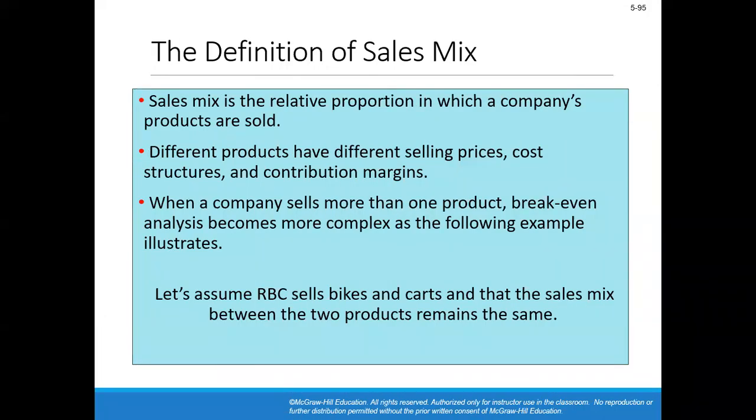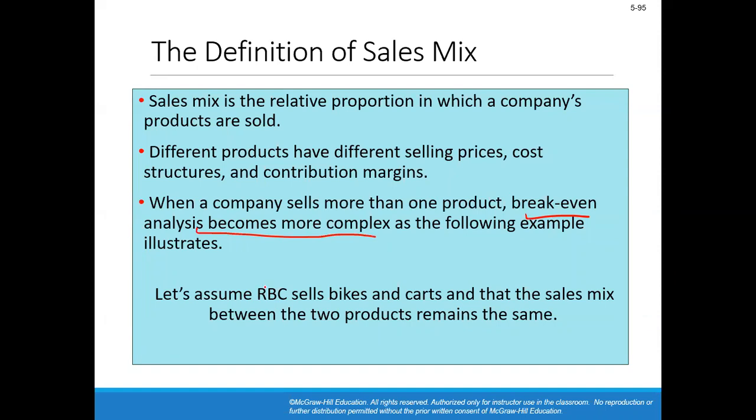Okay. So we know what the sales mix is. This is the relative proportion of the sales of the company's products. You see different products have different selling prices, different cost structures, and different contribution margins. So obviously, when this is the case, break-even analysis becomes complicated. What can we do, and how can we come out of this complex situation?